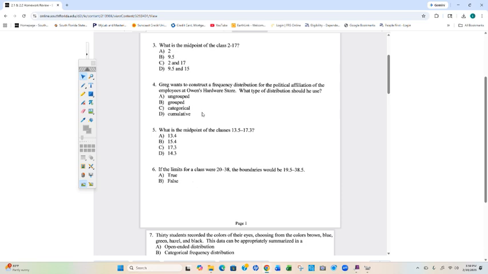All right, if you answered C, categorical, you are correct. Political affiliation means independent, Republican, Democrat. Those are words. They are categories, so you should have picked C.